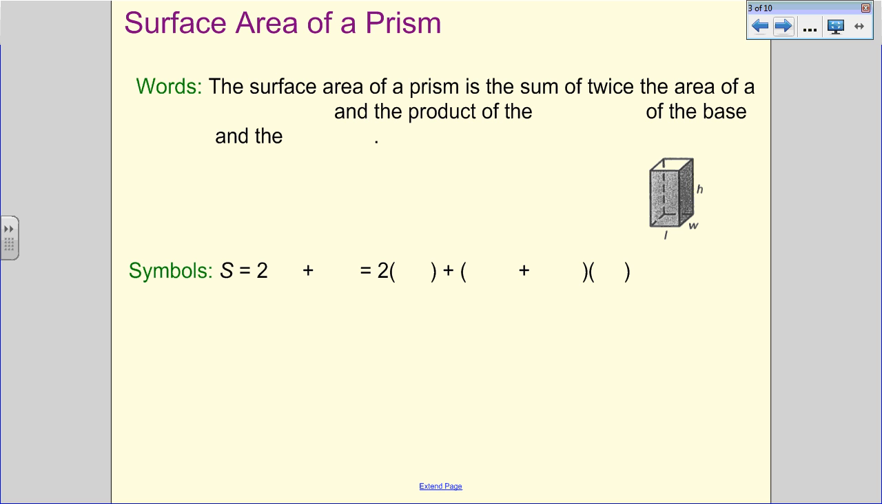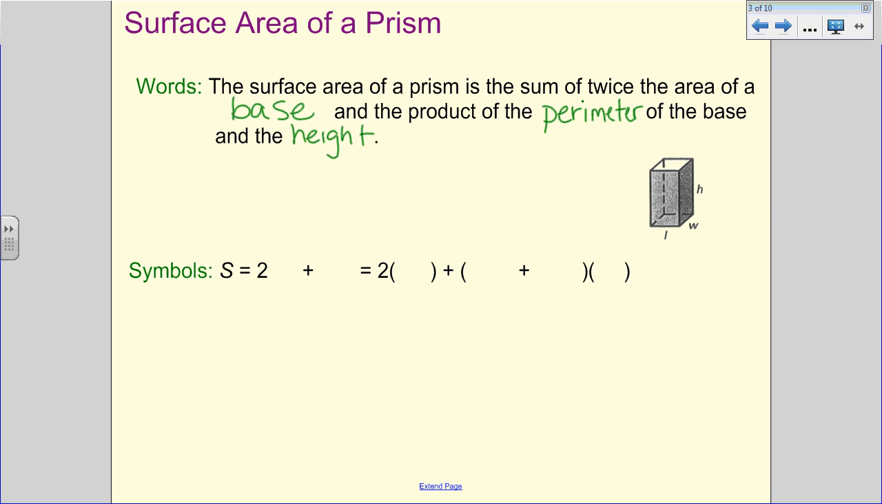All right, so let's take a look at surface area. Now they're going to give you a formula for that, and then we're going to use what we talked about in class, is that it's just a bunch of polygons that we can calculate the area for from what we used in chapter 8. But the surface area of a prism is the sum of twice the area of a base, because there's two bases, so the area of a base, and the product of the perimeter of the base and the height of the object, the height of the solid.